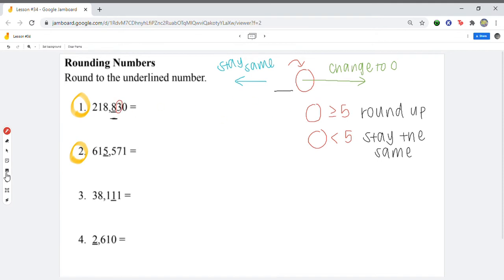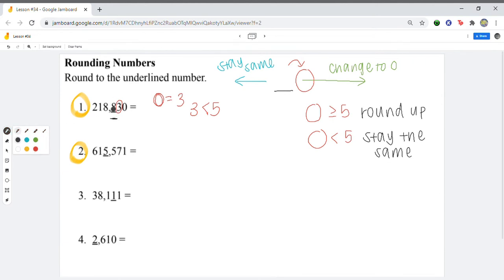Now if you look over here, I did the same thing. This is the underlined number, and to the right of it I circled in red. So now look at the red number, 3. In our case, our circle equals 3. If your circled number is greater than or equal to 5, you're going to round the underlined number up. But if it's less than 5, you're going to keep the underlined number the same. So in our case, 3 is less than 5, so we're going to keep our underlined number the same.